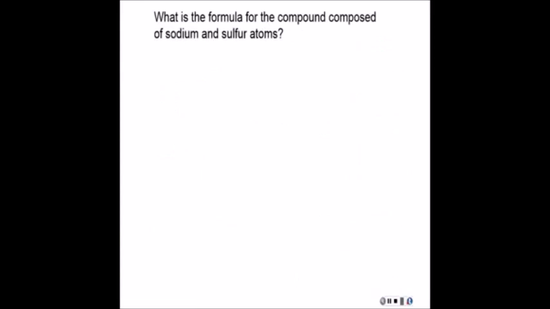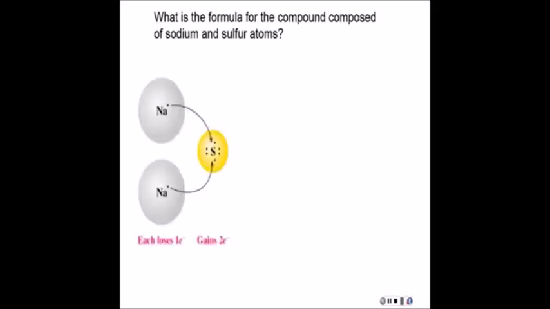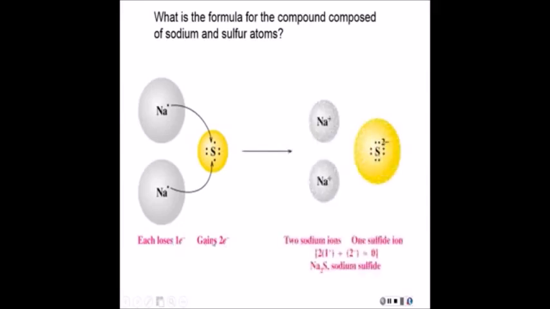Well, let's look at another one. What about sodium and sulfur? Now, you might want to pause the video and try this on your own, and then come back and check the answer. Okay, here we go. So it's going to take 2 sodiums to 1 sulfur, and that's because sodium atoms will only lose 1 electron, and sulfur is looking to gain 2. So the number of electrons lost and gained have to be equal. That's going to give us 2 sodium ions formed and 1 sulfide.